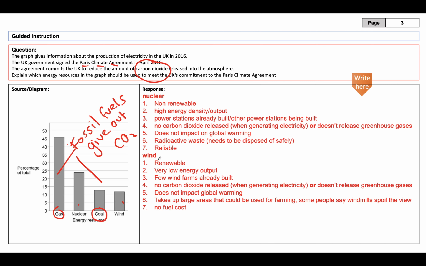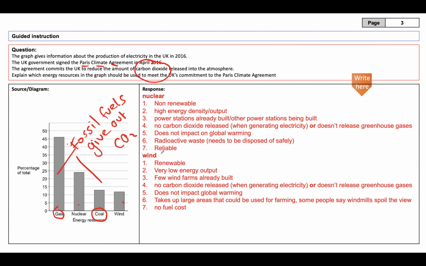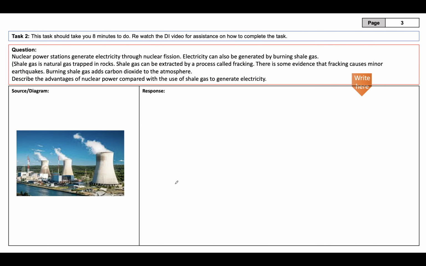Then we'll have a look at wind, and we need to evaluate the wind. So it's renewable, very low energy output, so that's not good. Few wind farms are already built, so that's not very much infrastructure in place. No carbon dioxide is released. It doesn't impact global warming. It takes up large areas that can be used for farmers, so it's got quite a big impact on the environment, but it doesn't have any fuel costs. So all I've done is gone through those 7 points from the direct instruction here, and I've matched it to what we can use. If I'd have done this, it would have got me 6 marks out of 6. So if you have to evaluate them, make sure you get all of these points for each energy resource.